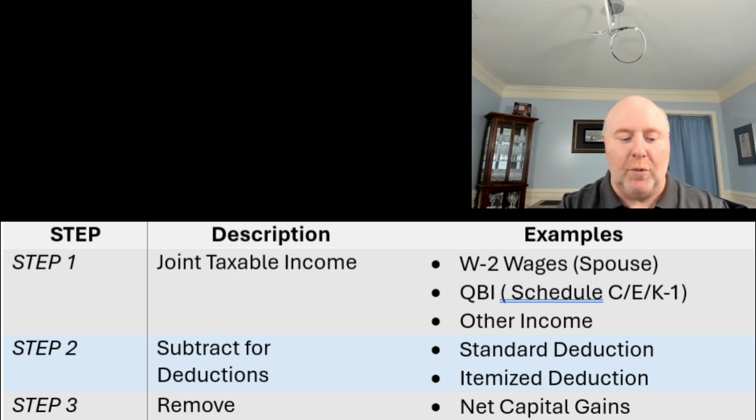Then we have to go through and make a couple of subtractions. There are two big ones. The first one's going to be your standard deduction, and it's going to depend on your filing status, single, married filing jointly, right? It depends on that for how much your standard deduction is going to be. But we subtract out our standard deduction in order to get to our modified taxable income, or we subtract out our itemized deductions. We get one or the other.